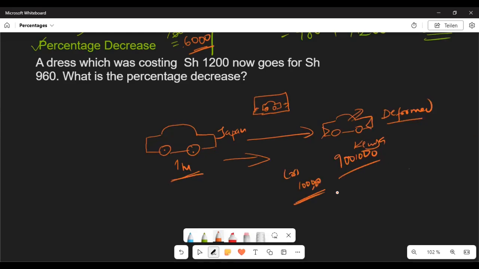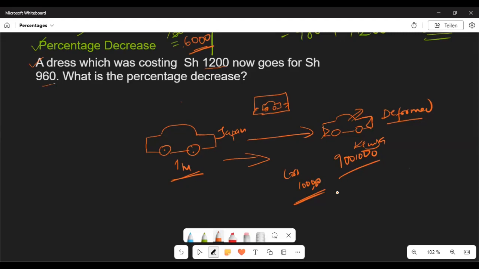When you have a loss of 100,000, in most cases you want to do a computation and know what the percentage loss was. That is why we talk about percentage decrease and how to calculate it. Now, let's go to our question. This question talks about a dress which was costing Kenya shilling 1,200 and now goes for Kenya shilling 960. What is the percentage decrease?